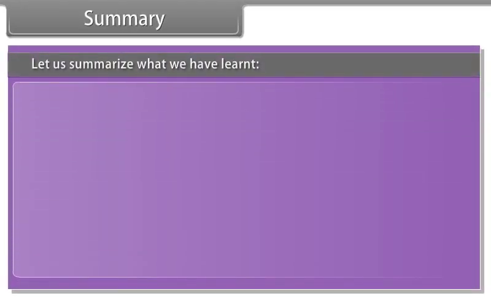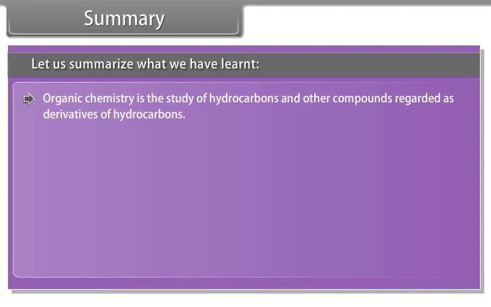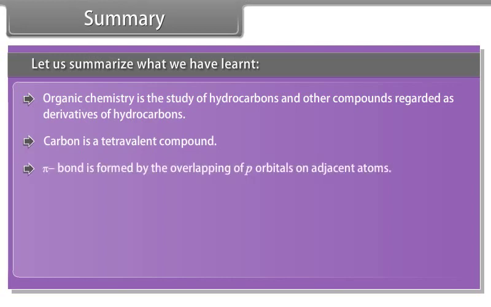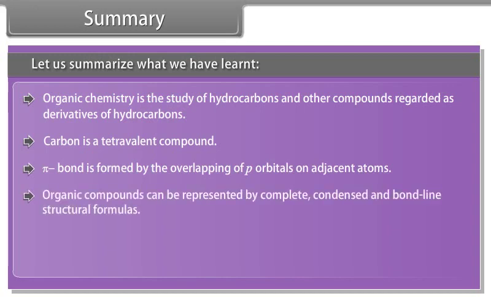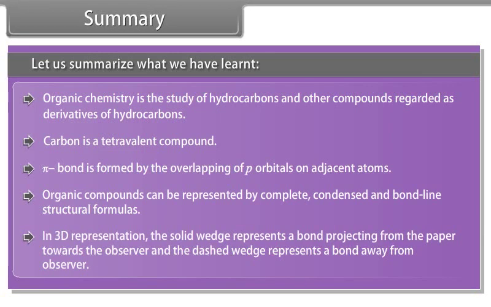Summary. Let us summarize what we have learnt. Organic chemistry is the study of hydrocarbons and other compounds regarded as derivatives of hydrocarbons. Carbon is tetravalent. A pi bond is formed by the overlapping of p orbitals on adjacent atoms. Organic compounds can be represented by complete, condensed and bond-line structural formulas. In 3D representation, the solid wedge represents a bond projecting from the paper towards the observer, and the dashed wedge represents a bond away from the observer.